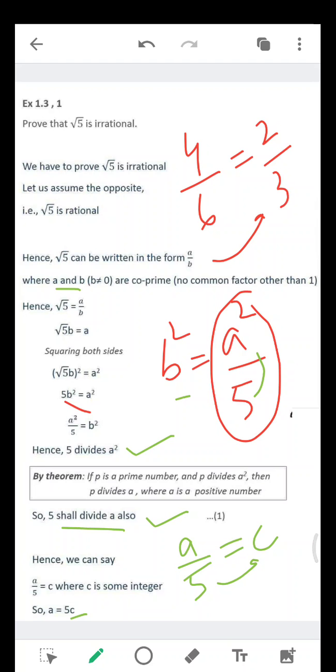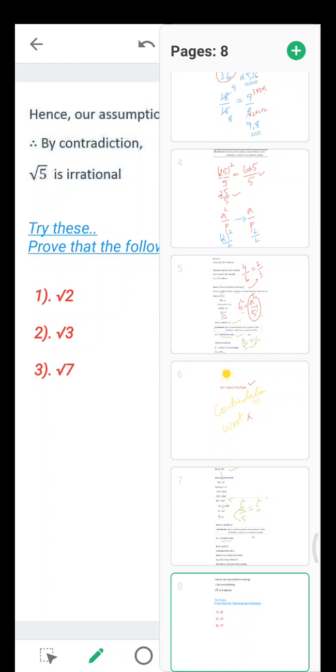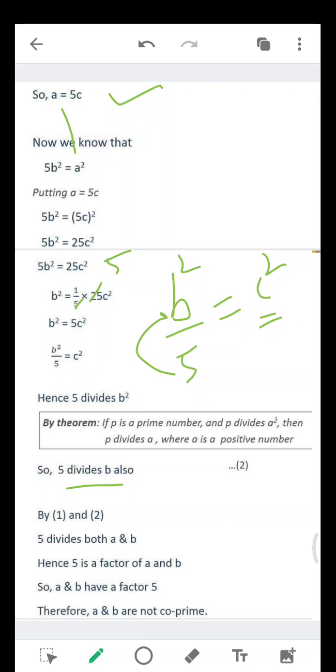What did we assume? A and b are co-primes, means they are not further divisible, or they have only 1 as a common factor. Yes, but here we can see 5 divides a, and in the second equation you can see 5 also divides b. So what do you say now? Are a and b co-primes? No, because both a and b are divisible by 5. Hence 5 is a factor of a and b, from 1 and 2. So a and b have a factor of 5. So a and b are not co-primes.